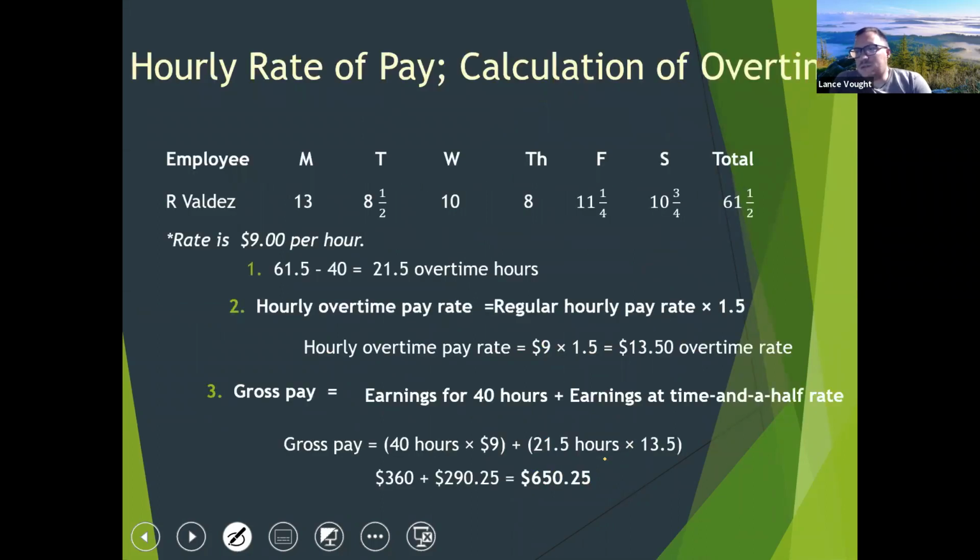So here's another example. We have an employee who has daily logs of how many hours they worked. Depending on where you work, this calculation might be a little different, but we're going to do the simple calculation of overtime. For R. Valdez, they worked 13 hours on Monday, 8.5 on Tuesday, 10 on Wednesday, 8 on Thursday, 11.25 on Friday, and 10.75 on Saturday. So that means they work 61.5 hours.